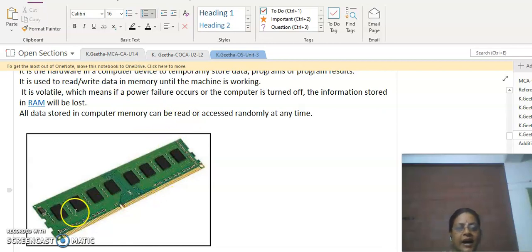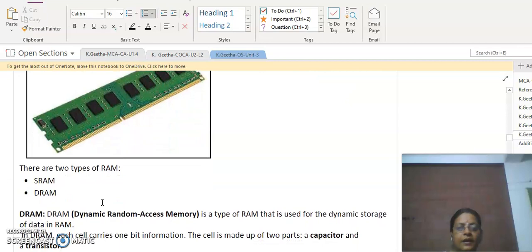So we always provide this RAM as a separate chip, and this can be considered as a kind of add-on card which is available in the exterior port. Then this RAM itself can be further classified as static RAM and dynamic RAM. This is classified based on the type of component which is used to frame this memory.